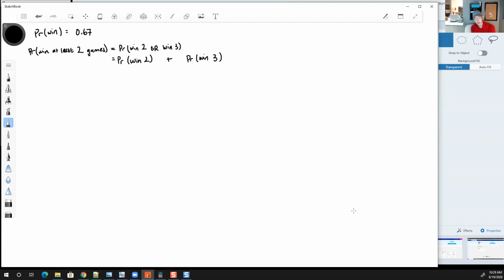And technically, whenever you have an OR, you're also supposed to subtract any overlap. So this would be the probability of winning 2 and winning 3. But this is 0. You cannot win 2 and win 3 at the same time. Winning 2 and winning 3 are mutually exclusive. Those are 2 different outcomes.